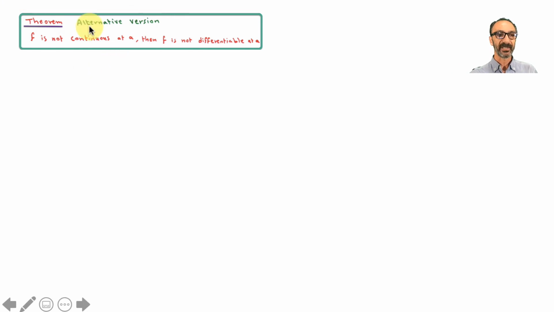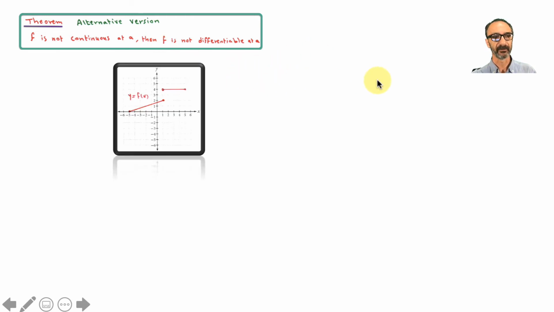The other way around is called the alternative version. If f is not continuous, then it's not differentiable. It's part of logic, by the way. You see this graph right here? Sometimes we discuss problems like when this is continuous, when it's not continuous, when this is differentiable, and when this is not differentiable. From now on, we're going to talk more about continuity. A function is not differentiable under certain conditions.